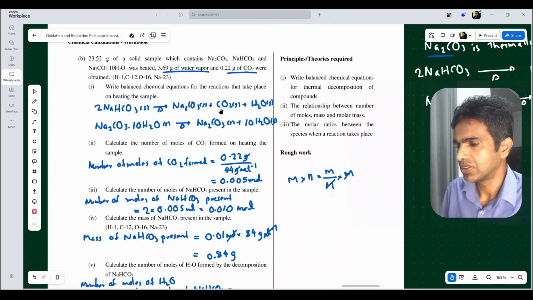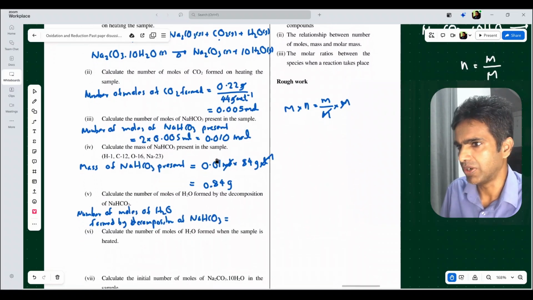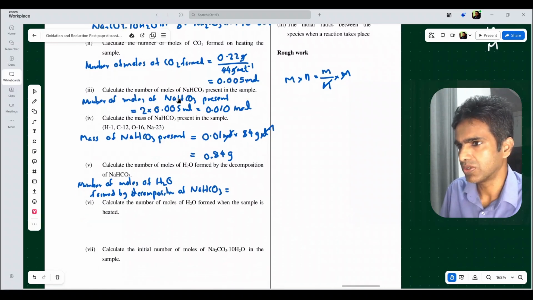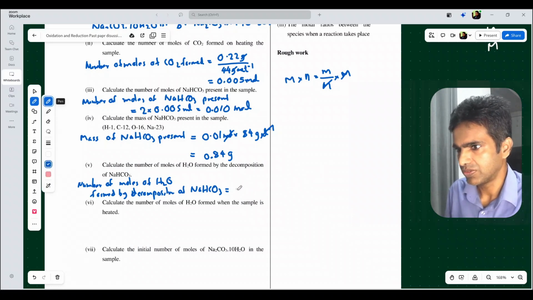So we can use mole ratio between carbon dioxide and water vapor, or mole ratio between sodium bicarbonate and water vapor. So let's use mole ratio between carbon dioxide and water vapor. Mole ratio is 1 to 1. That means same amount. So number of moles of carbon dioxide formed 0.005 moles. Therefore, number of moles of water vapor produced during this thermal decomposition should be 0.005 moles.